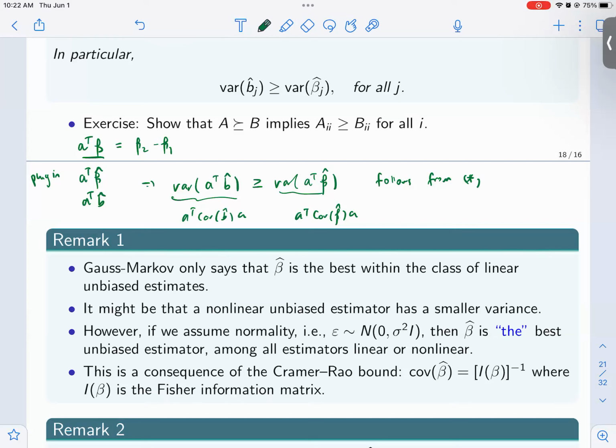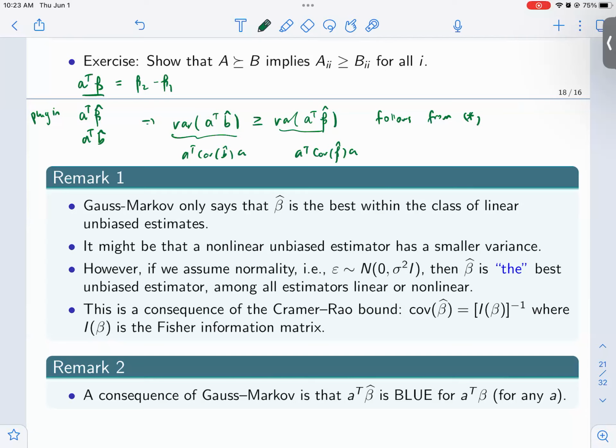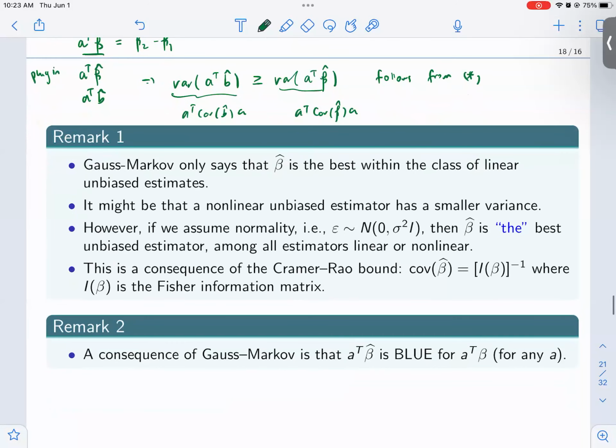This second statement follows from the Cramér-Rao bound, because the covariance of β hat turns out to be the inverse of the Fisher information matrix, and that's the best covariance matrix that you can have for unbiased estimators. I'm not going to prove this. This is from like 100A. You haven't probably seen the matrix version, but this remark just mentions the consequence: aᵀβ hat is the best linear unbiased estimator of aᵀβ.